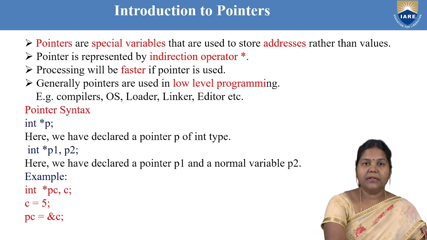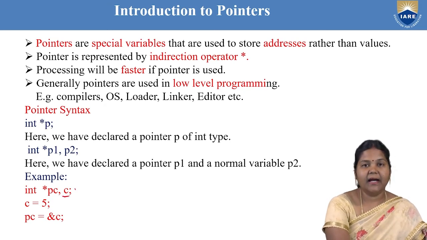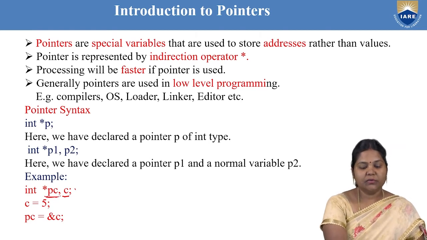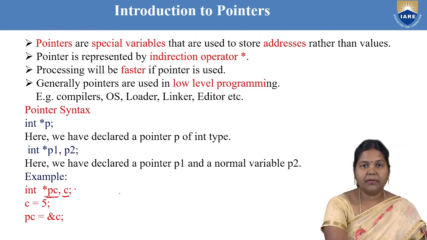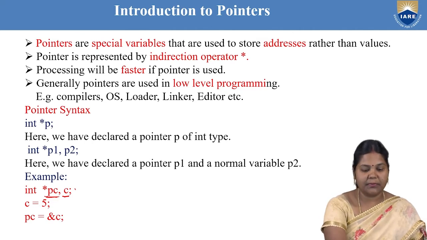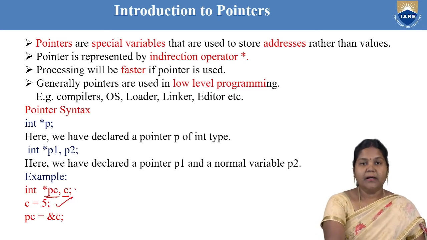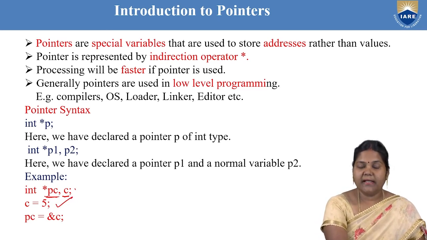Now here I have declared one integer C and one integer pointer, star PC. So C is a normal variable whereas PC is a pointer variable. The differentiation is with the help of the indirection operator star. C is going to store a value because it is a normal variable, so it is given here C is equal to 5. Now the pointer contains the address of this integer variable.